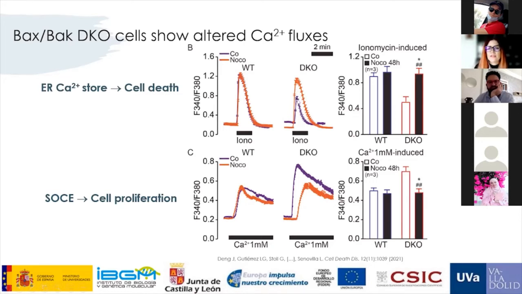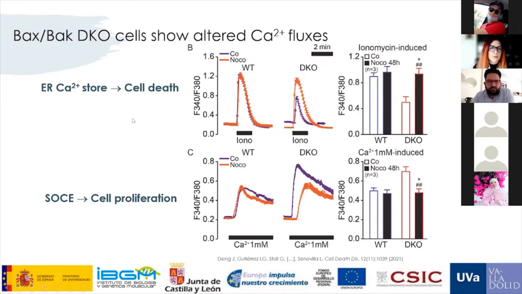In fact, the DKO cells at basal level have less calcium concentration in the ER. But when we treat the cells with nocodazole, in fact, we lose this small concentration of calcium. I mean, we have more. There is an increase in the ER calcium concentration at the same levels as in wild type.